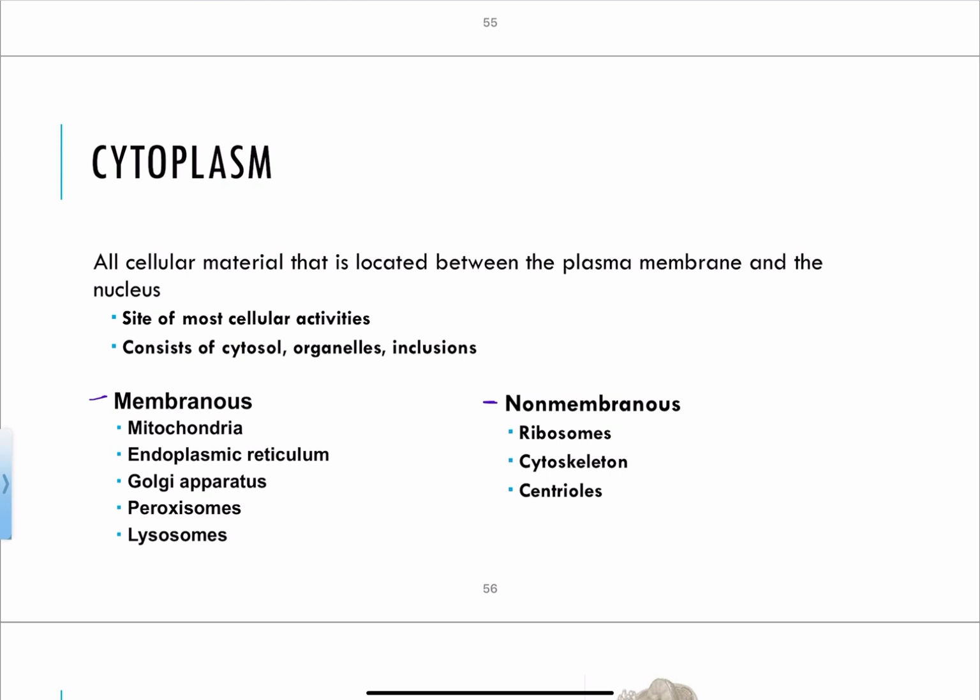And these organelles are found within the area referred to as the cytoplasm, which consists of the cytosol, which is just the fluid-like substance within the plasma membrane, the organelles, whether they contain membranes or not, and inclusions, which are just little vesicles that can contain things. For instance, they could have glycogen granules in them or even some pigments.